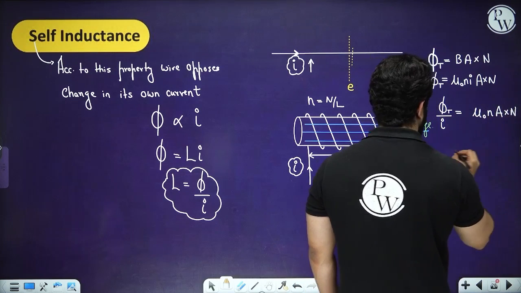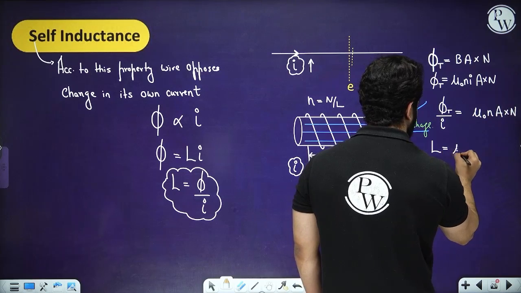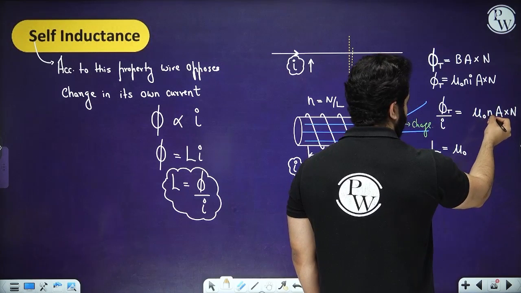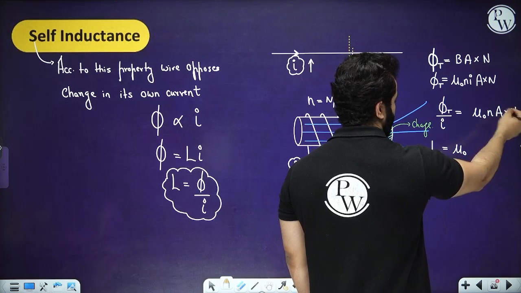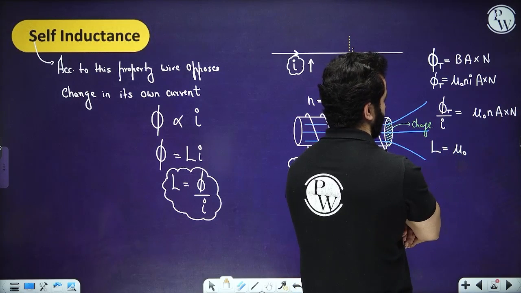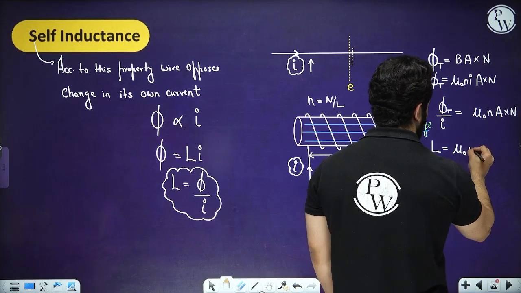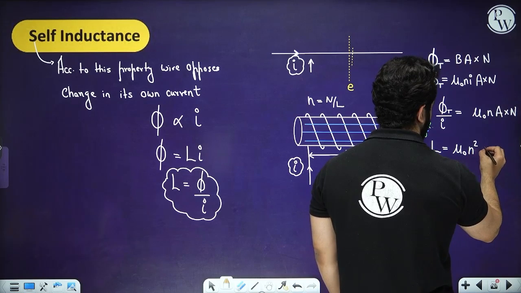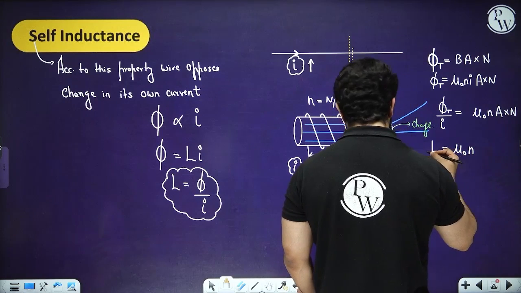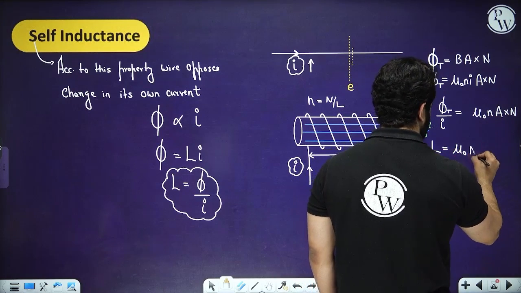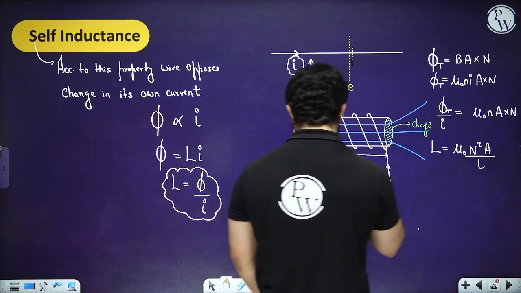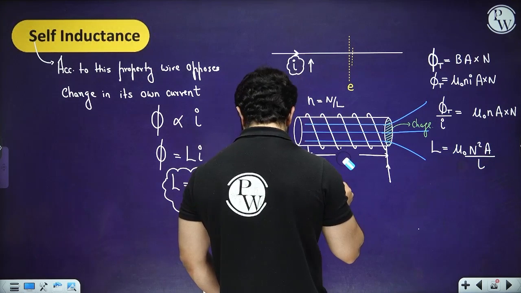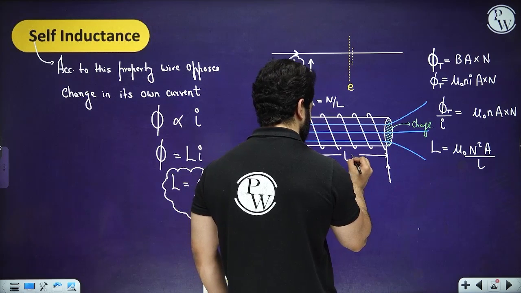Capital N. So L will come out to be mu naught, and if I write this N also as small n, so small n square, or either way, whatever you want to write. You can write this thing something like this also, A upon length. Let's say this is the length. I am writing length something like this so that you don't get confused.